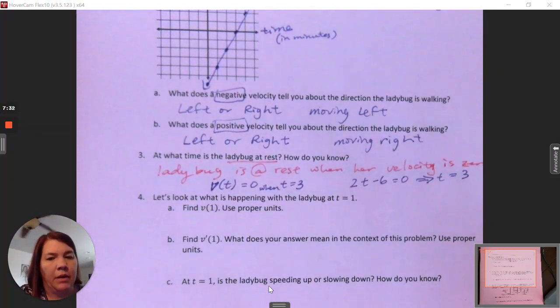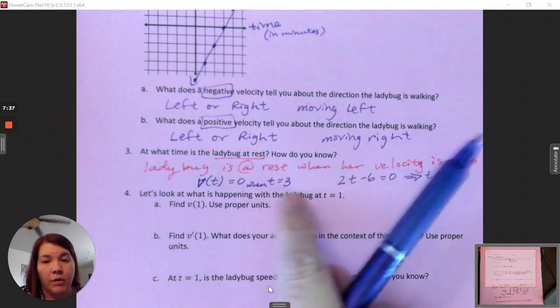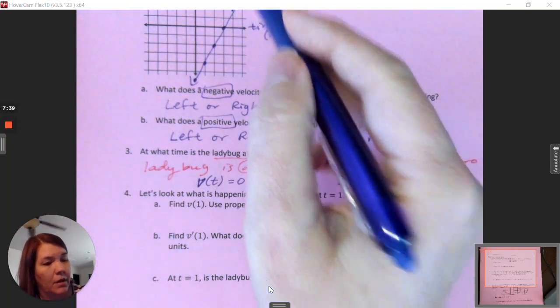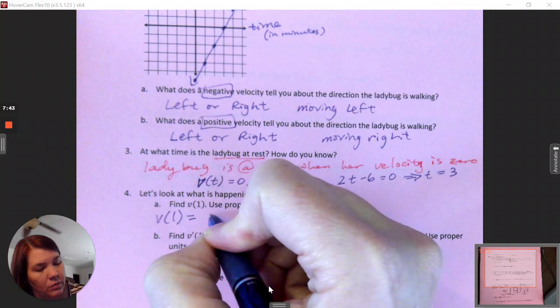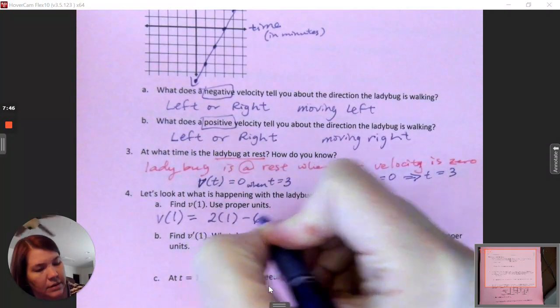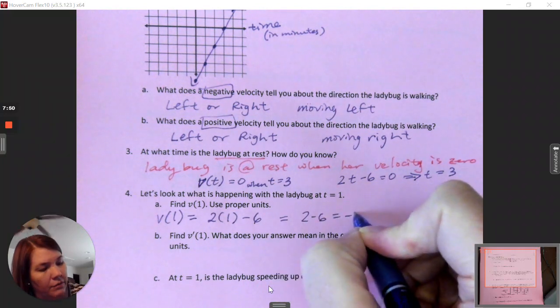Moving on. What then is happening for v? What's happening at time t? Find v of 1, use proper units. So we're going to find v of 1. So v of 1 is equal to 2 times 1 minus 6, which is equal to 2 minus 6, or negative 4.